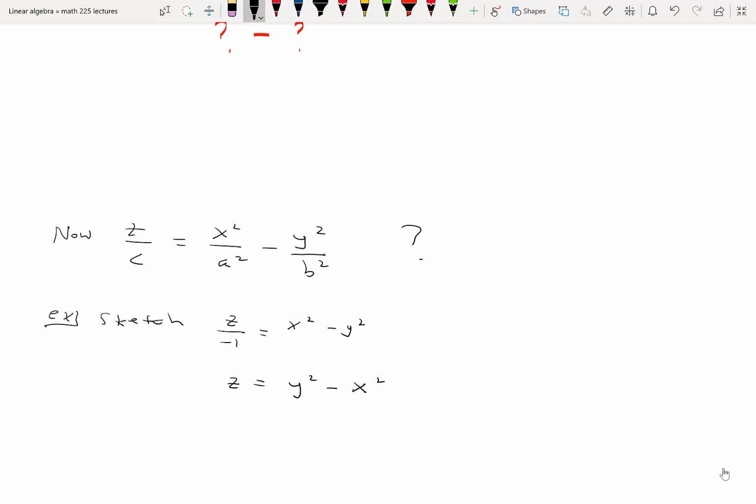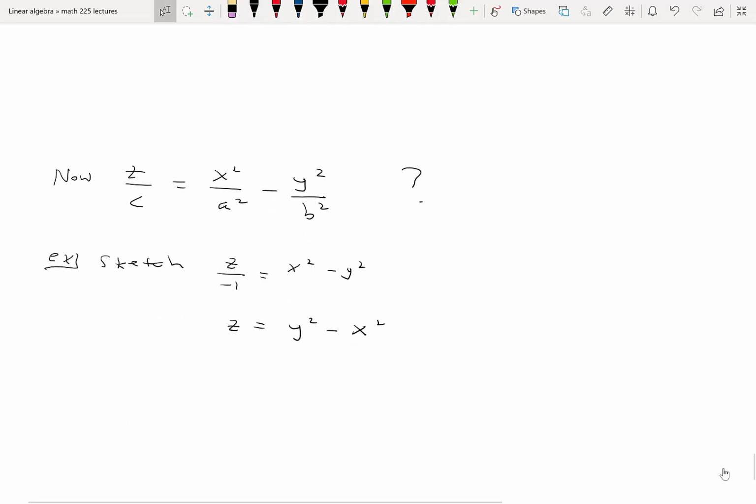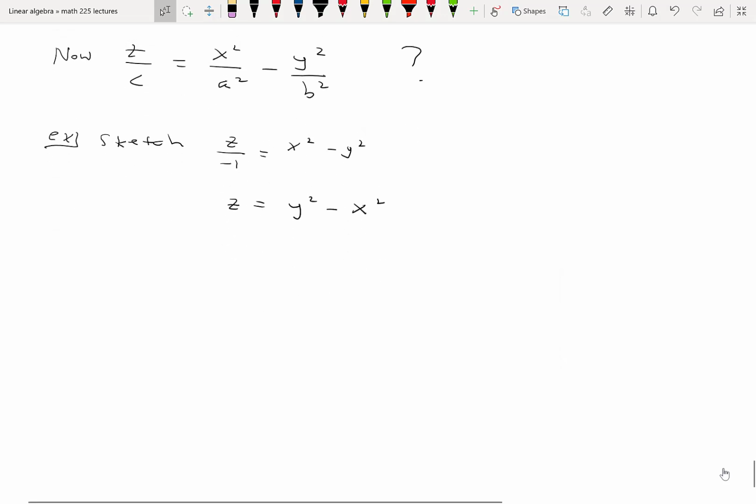Okay. Why am I letting z equal -1? Because this is probably the hardest surface to draw for me, and it's easiest or least hard when the y squared term comes first for me, just for me. Okay, so let's dig in.